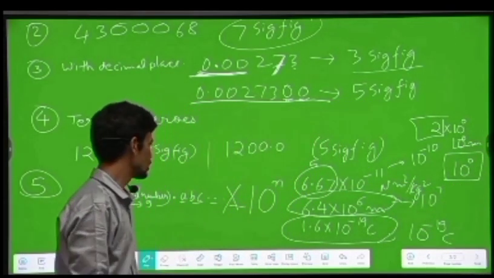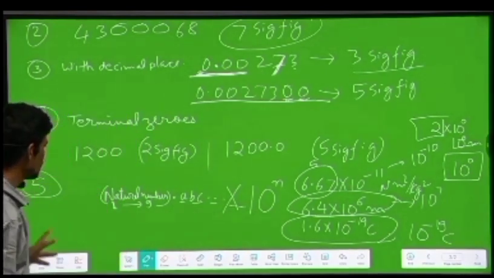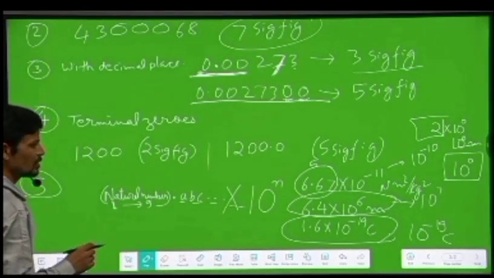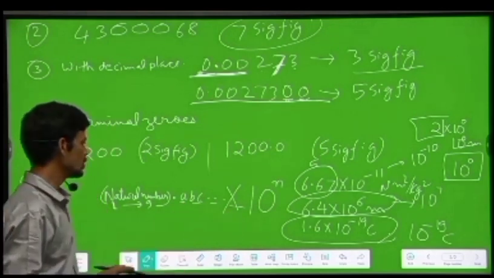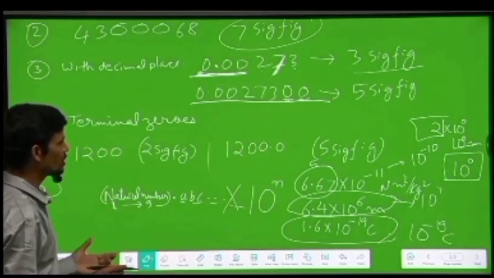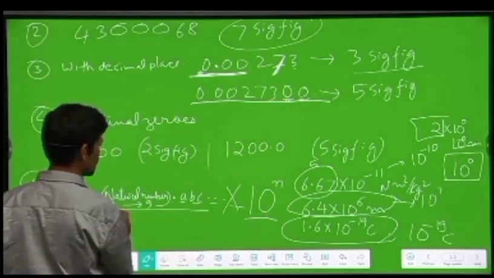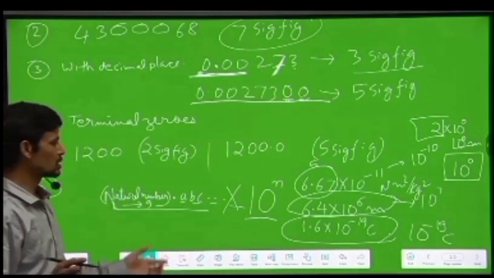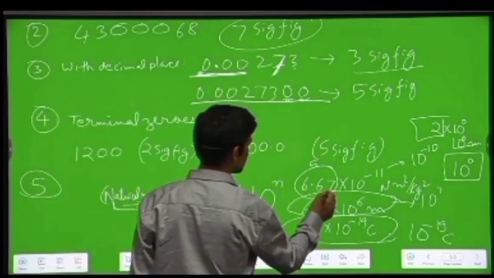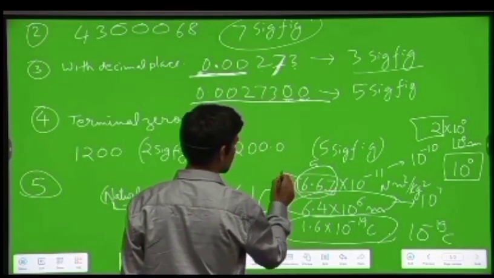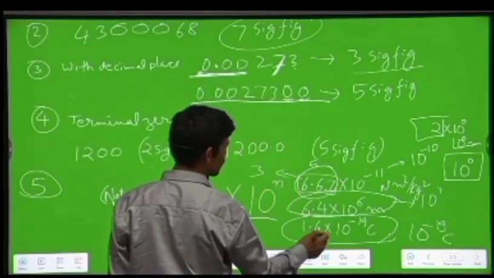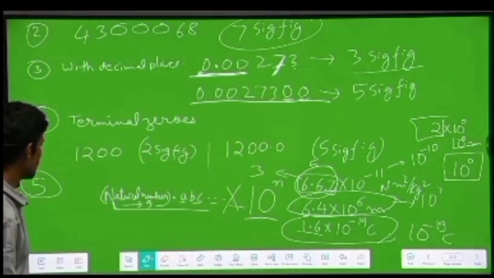Okay, so what I wanted to say here, if some data is given in this form, then the number of significant figures will be irrespective of power of 10. So only the digits given here will be significant. Like here, there are 3 significant figures, here 2 significant, here 2 significant figures. That's all.